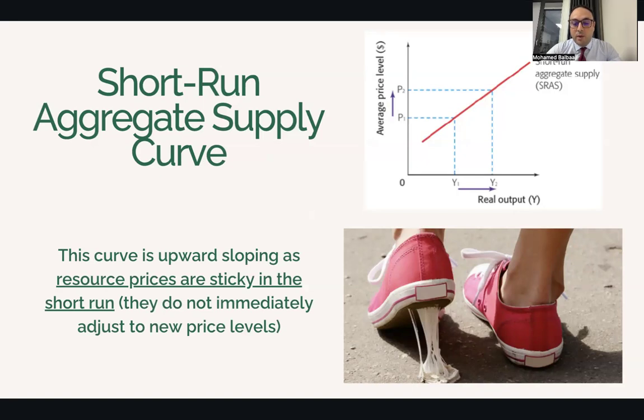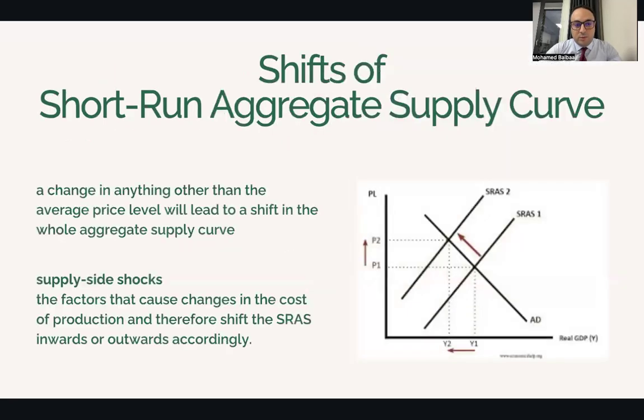You pay the same wage for several months, depending on the contract periods, 1 year, 2 years. You pay the same rent for your workplace for 1 year, 2 years, 3 years. It depends on the contract. So during this contract period, your cost is the same. The prices are increasing in the market, but you are paying the same wage, you are paying the same rent. That's why the law of supply applies in the short run, because resource prices are sticky in the short run. That's why when the prices increase, the quantity of output will increase as well.